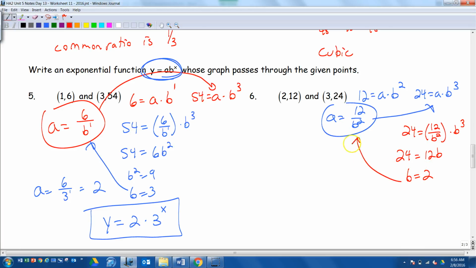Then you plug that one in here. A is equal to 12 over 2 squared. A is equal to 3. So it kind of switched from the one we just did. So my final equation is that a equals 3, b equals 2, and that's to the x. Okay, so that's solving a system.